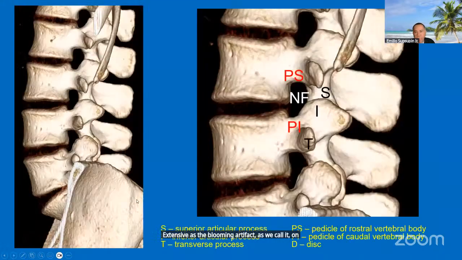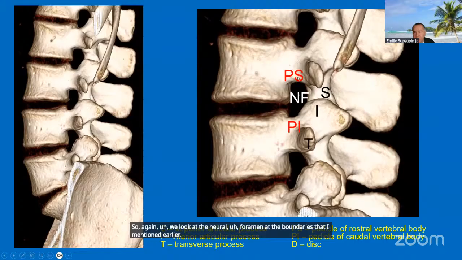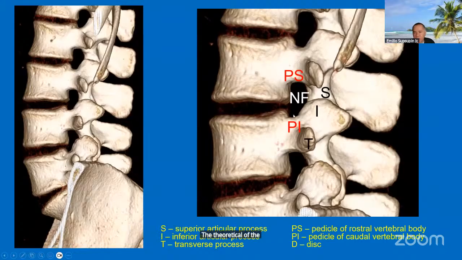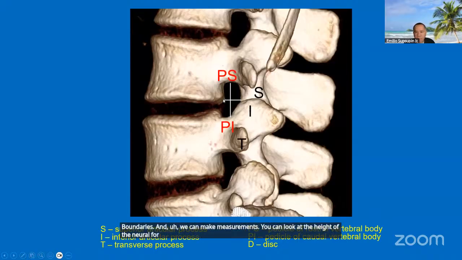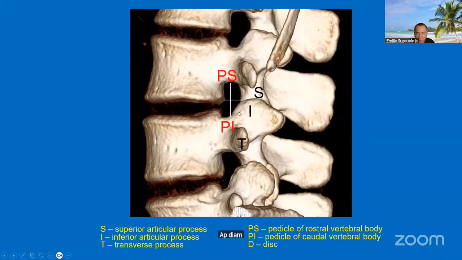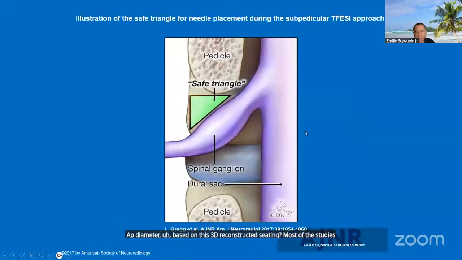So again, we look at the neural foramen, the boundaries that I mentioned earlier: the pedicle of the superior vertebral body, the inferior vertebral body pedicle, the end plates and the intervening disc, and the superior and inferior articular processes, the posterior boundaries. And we can make measurements. You can look at the height of the neural foramen and the width, the AP diameter, based on this 3D reconstructed CT. There will be a few studies that I'll mention.